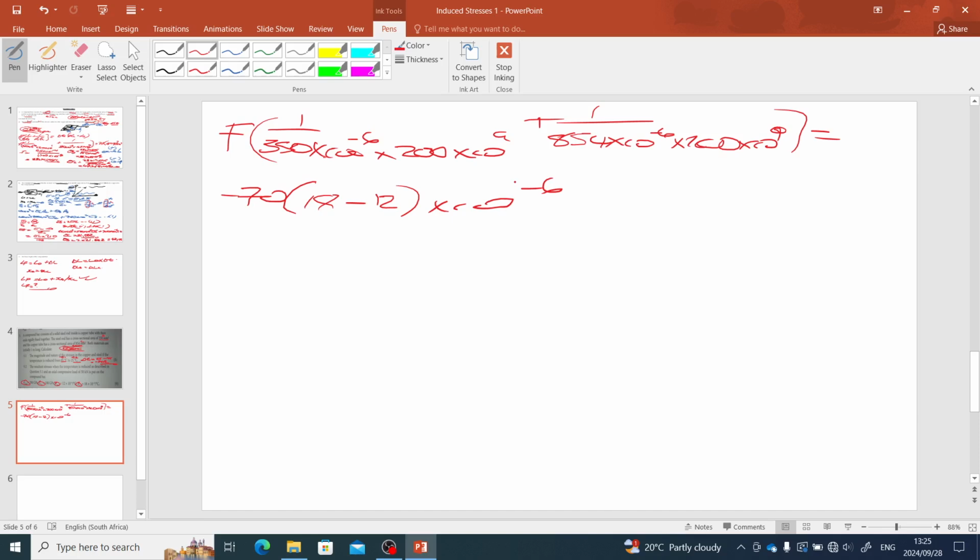Yeah, because if we were to remove the bracket, we are having 6 times 10 to the power negative 6, multiplied by negative 70, right.